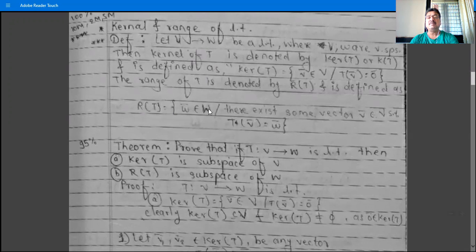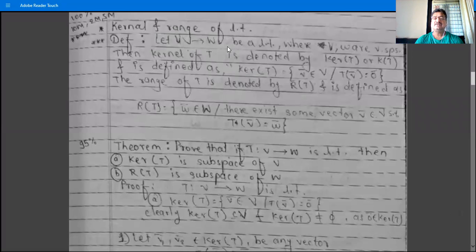It is the set of all images. If an element belongs to R(T), then it is the image of at least one element from the domain. Otherwise, the element does not belong to R(T), since it is not an image. So R(T) is a subset of the codomain W. The kernel of T is a subset of the domain of the linear transformation, and the range of T is a subset of the codomain W.